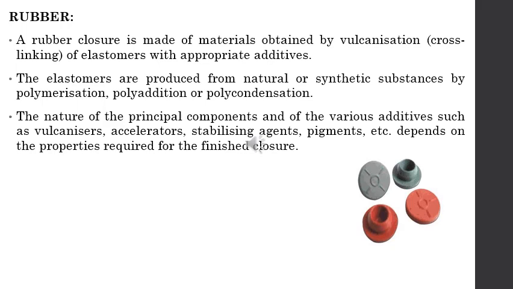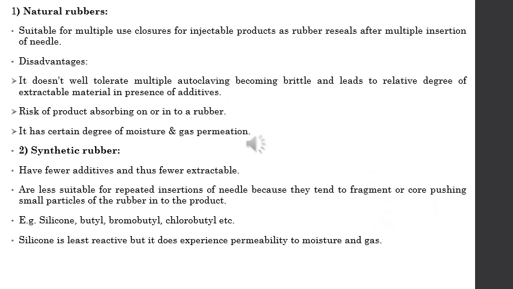They are produced from natural or synthetic substance by either polymerization, polyaddition or polycondensation. The nature of the principal components and the additives which are used will decide the final properties of the finished closure. The additives may be vulcanizers, accelerators, stabilizing agents and pigments. Now rubber is classified into two, natural and synthetic.